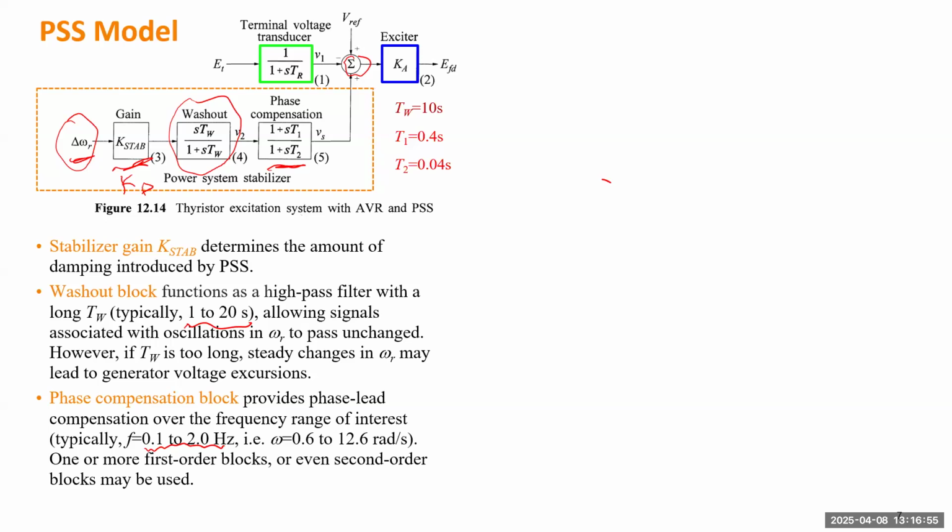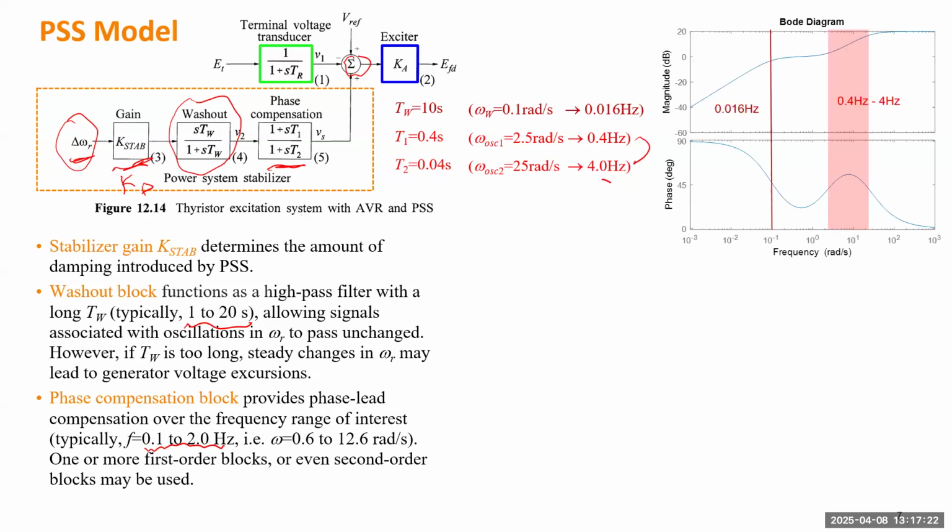For instance, if we put TW as 10 seconds, it means we'll start filtering out some frequency lower than 0.1 hertz. And for T1 and T2, we take 0.4 and 0.04 seconds. That will cover the range from 0.4 to 4 hertz. Okay, and if you draw the bode diagram, this will be the PSS.